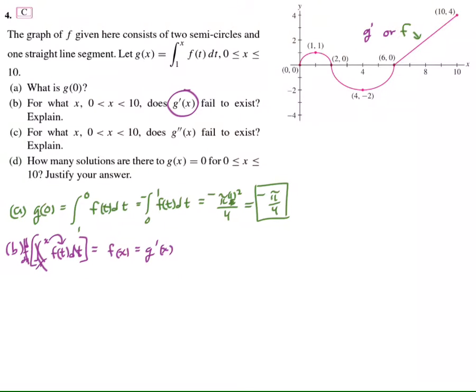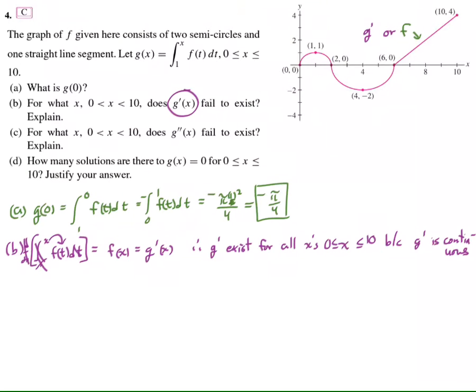So because I stated this, I could then say, therefore, g prime exists for all x's, x less than or equal to 10, greater than or equal to 0, because g prime is continuous. Alright, cool. Let's look at the next one.